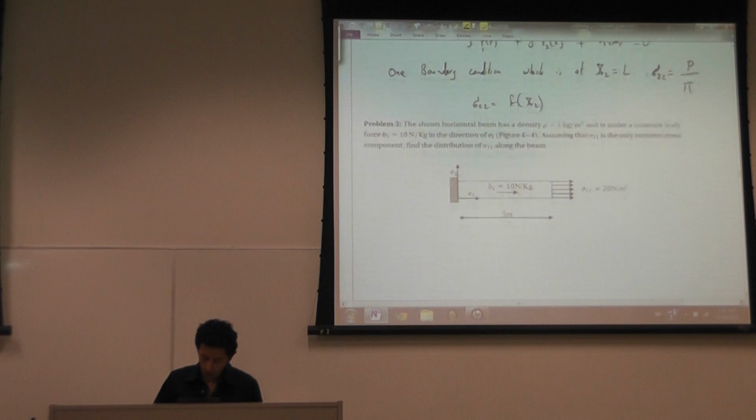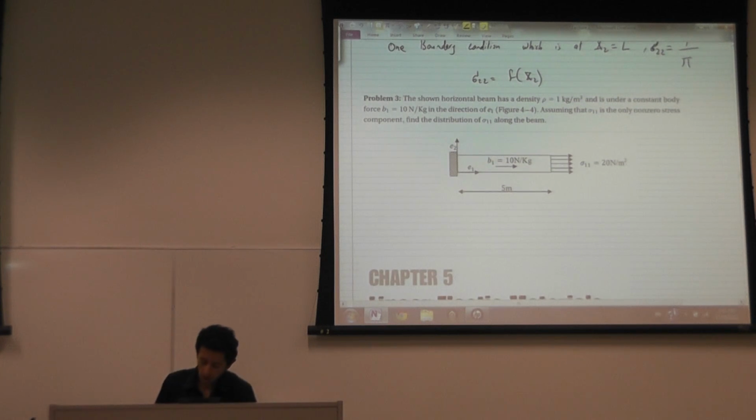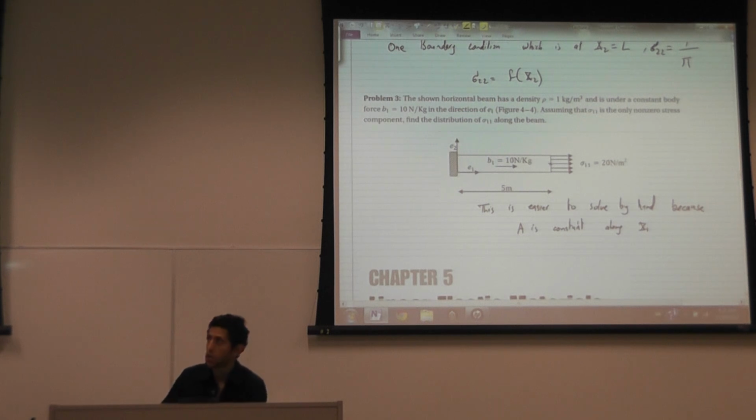Problem 3 is similar, but the boundary condition here is just given as sigma 1 equal to 20 newtons per meter squared, and the area does not change. So this is easier to solve by hand. Because the area is constant, the differential equation is easier to solve.